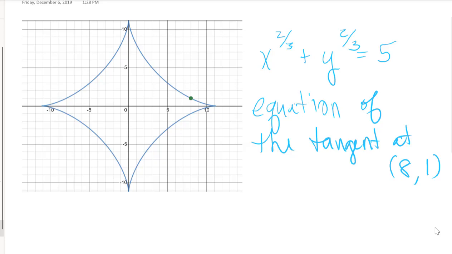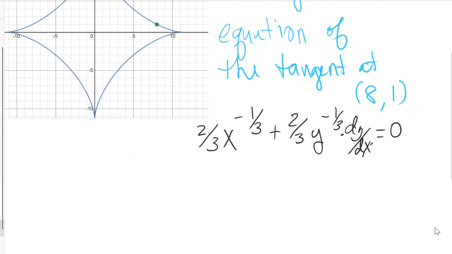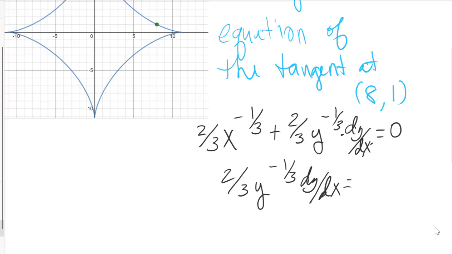So my first step is to take the derivative. The derivative of x to the 2/3 is 2/3 x to the negative 1/3, plus 2/3 y to the negative 1/3 times dy/dx, because y is not in terms of x, equals the derivative of 5, which is 0. So then I would have 2/3 y to the negative 1/3 dy/dx equals negative 2/3 x to the negative 1/3.